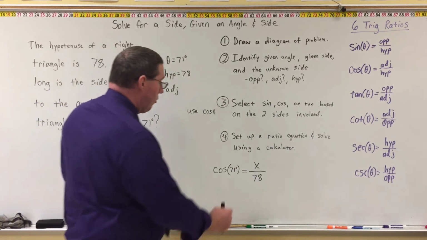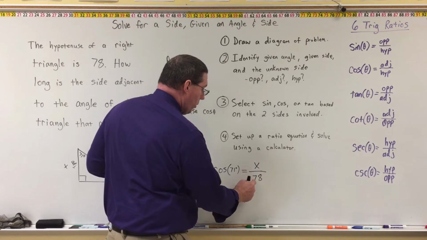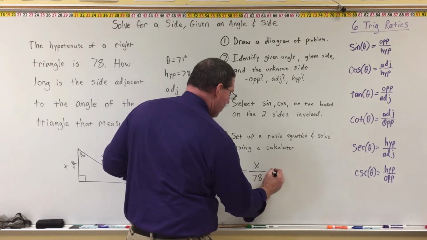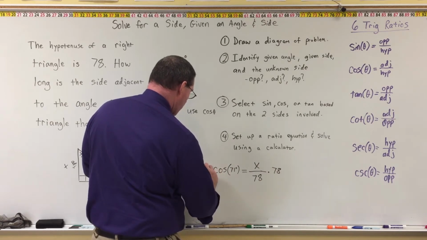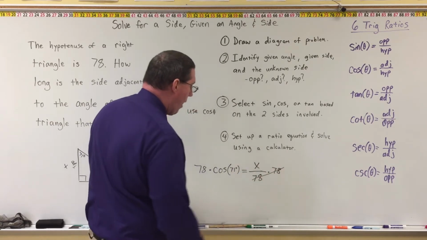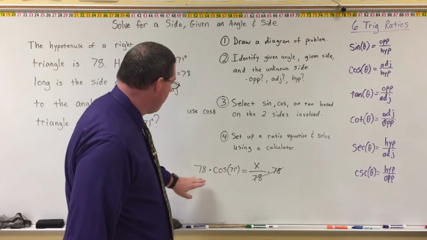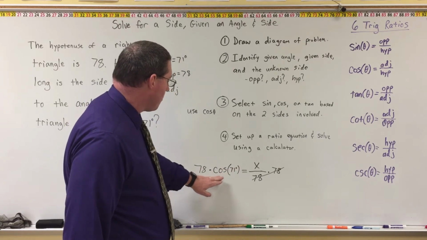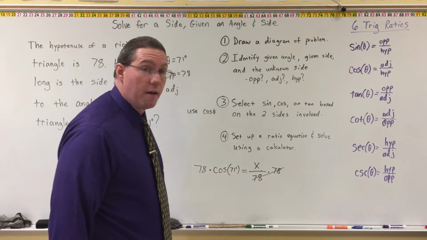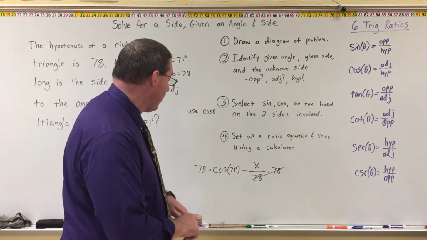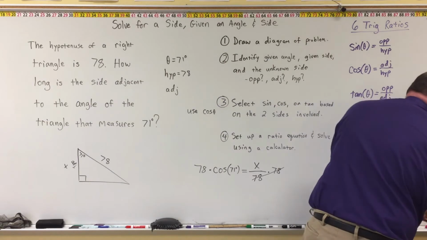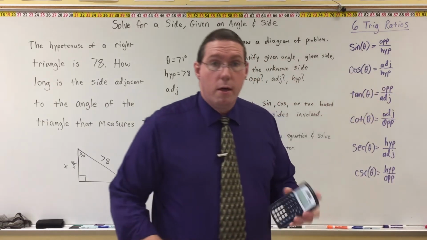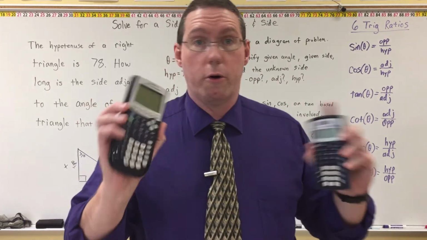So now to solve for X, what we want to do is multiply both sides by 78. Over here, multiply by 78, and so that cancels over here. Now what we have is X is equal to 78 times cosine of 71 degrees. Okay, well, how are we going to get cosine of 71 degrees? Well, we're going to grab a calculator. And you can use this one or your own, okay?